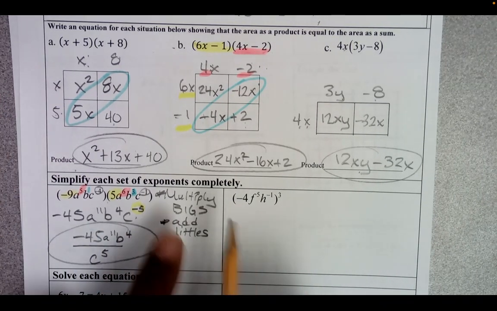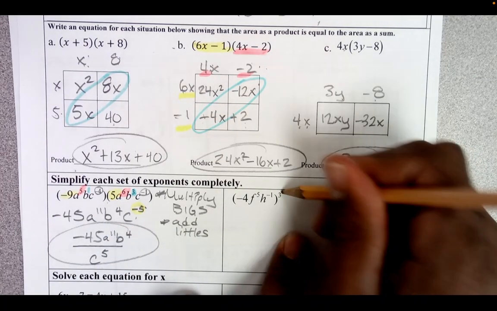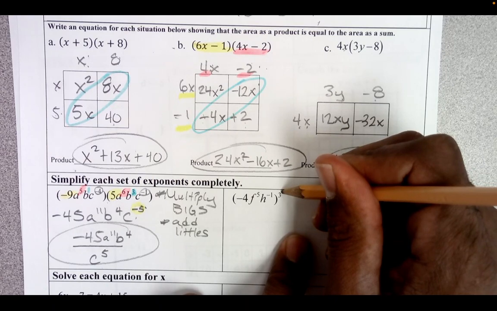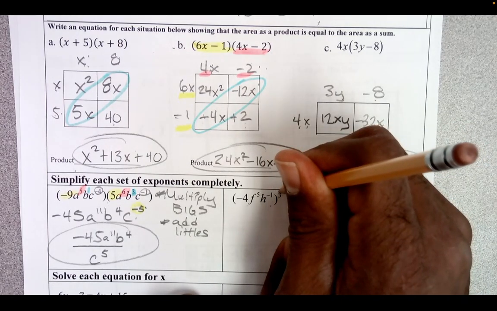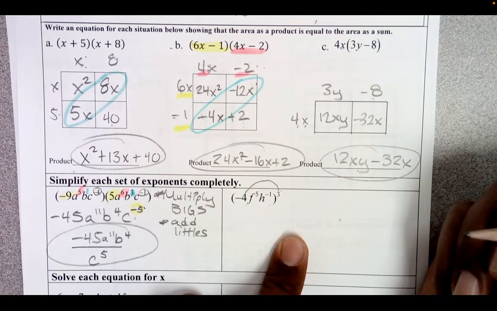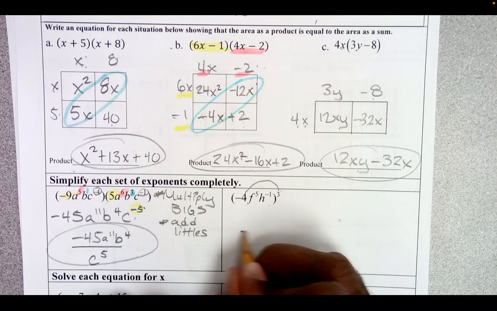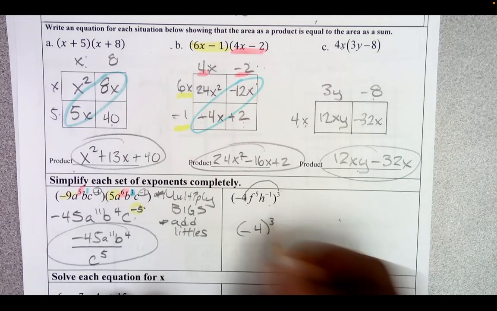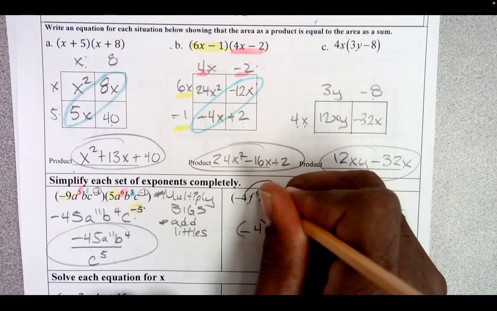Okay. Now the difference with this one and this one is that I have an exponent on the outside of the parentheses, which means I'm going to raise everything inside of those parentheses to the third power. So essentially what I'm doing is I'm distributing that 3 to each of these terms. I'm going to distribute to the negative 4, and that becomes negative 4 to the third power. Notice I put it in parentheses. That's important, especially when you type that into the calculator. Make sure you put it in parentheses. Okay, then I'm going to distribute it to the 5.